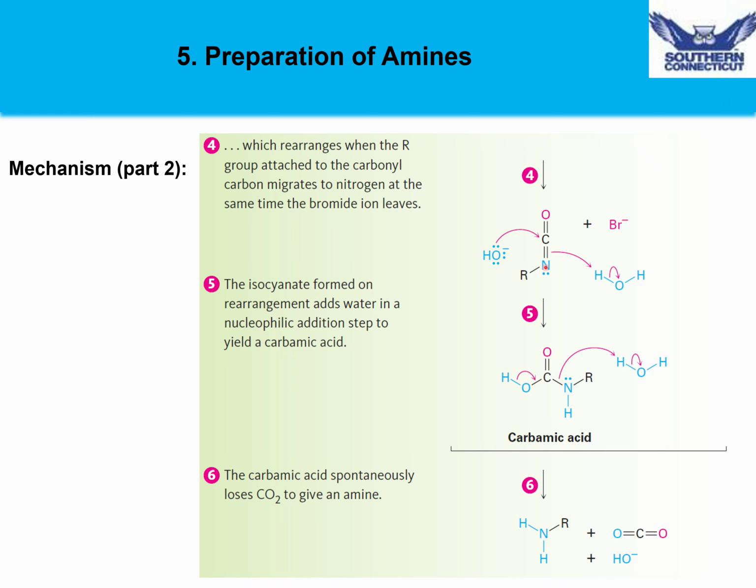Isocyanates are really good electrophiles. They will be attacked by the hydroxide ion, so the hydroxide ion will attack the carbon. Then the electrons in this double bond will be used to pick up a proton, which ends up on the nitrogen. That results in a carbamic acid.